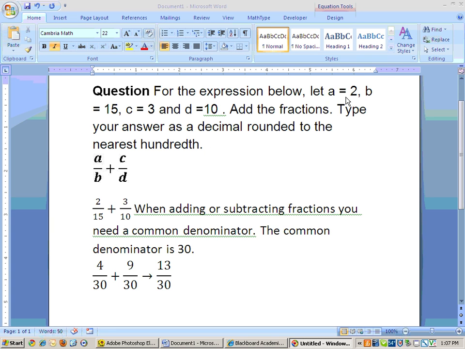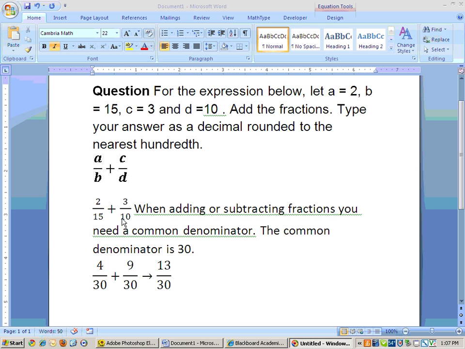For the expression below, let A equal 2, B equal 15, C equal 3, and D equal 10, and add the fractions and type your answer as a decimal rounded to the nearest hundredth. Well, A over B, that would be 2 over 15, plus C over D, that would be 3 over 10. So we need to take 2 15ths plus 3 tenths.